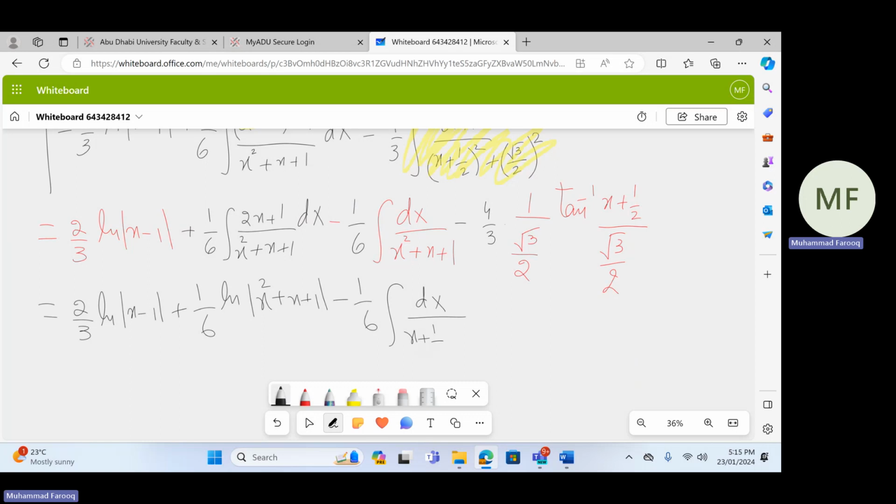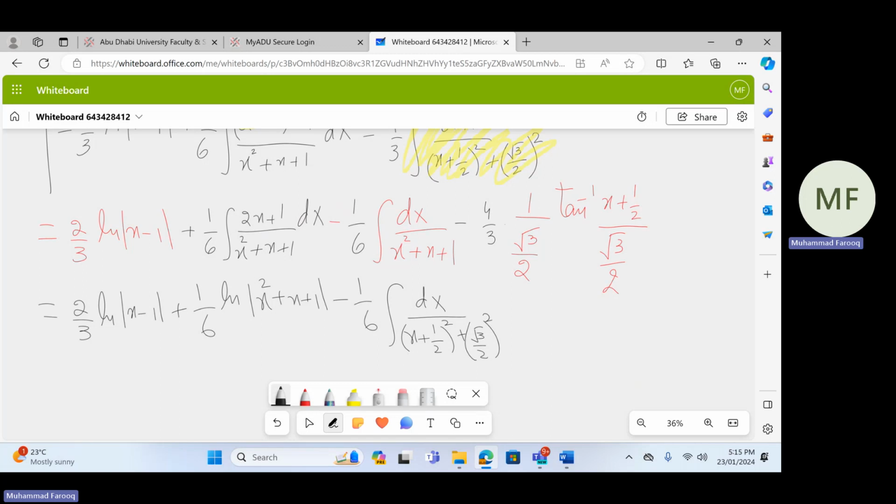X plus 1 by 2 squared plus square root 3 by 2 squared. Do not calculate again. You have done this calculation already. Just copy paste. I'll just copy paste here. What's the difference between this one and the one before? Yes, it's using substitution. It's the tan inverse.